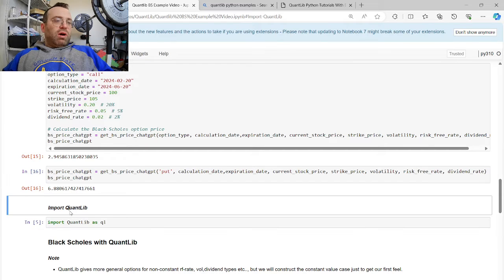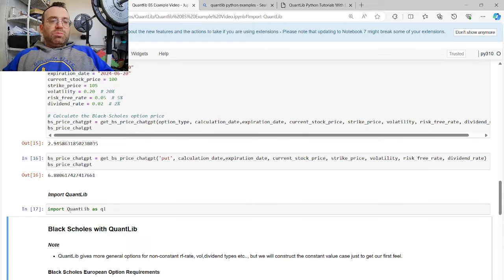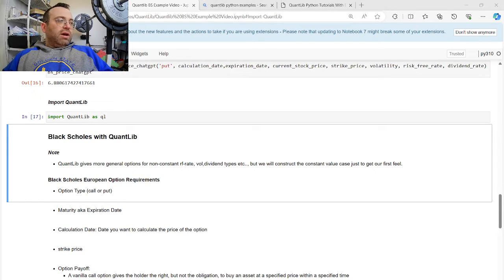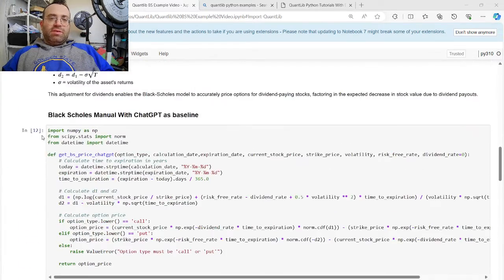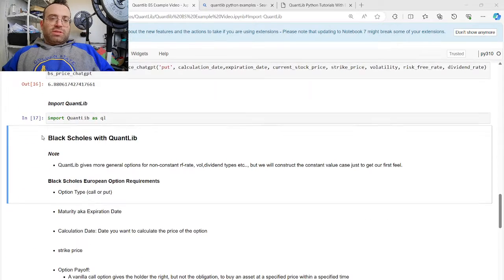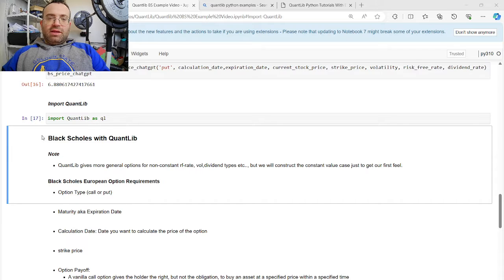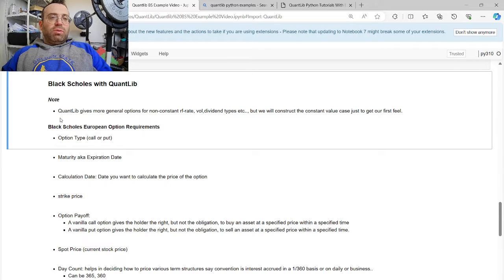Okay, so now let's do the QuantLib. Let's import QuantLib, and let's talk about what we need with a QuantLib model for option pricing and specifically for Black-Scholes. QuantLib gives you the opportunity for the risk-free rate not to be constant, to have a term structure, which is much more realistic to real life. It allows volatility to have a surface, to not be constant. As we know, volatility is definitely not constant, and it is stochastic and random. There's also dividend types and that sort of thing. It's much more general.